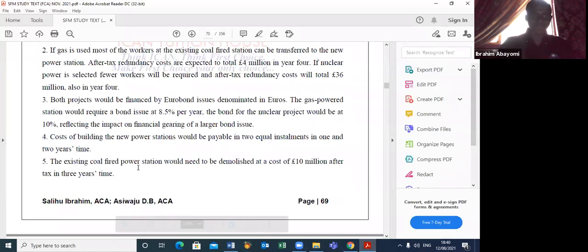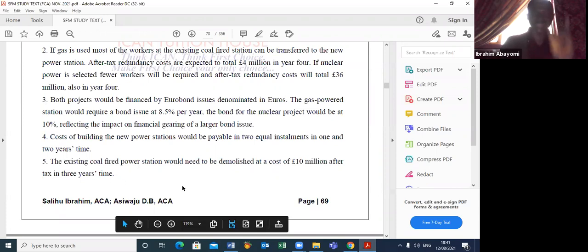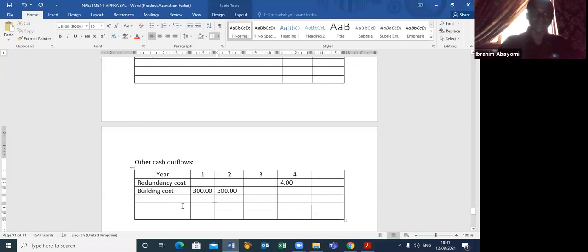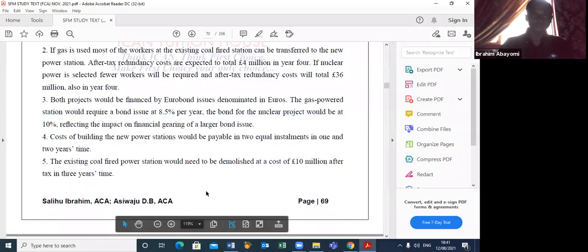Note 5, the existing coal fire station will need to be demolished at a cost of 10 million after tax in 3 years' time. 3 years' time is the end of the 3rd year, rather. So the demolition cost is 10 million in year 3. Next one.